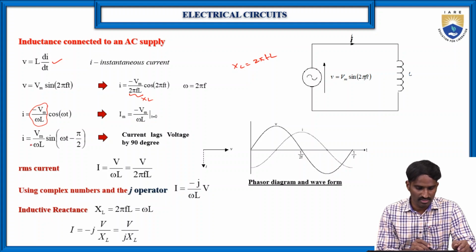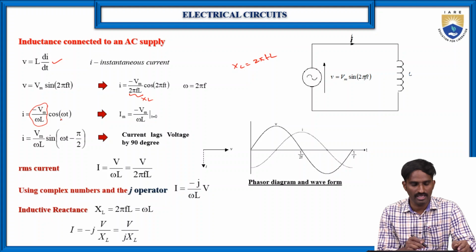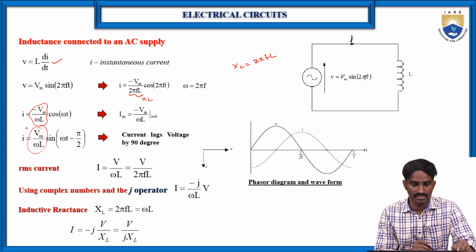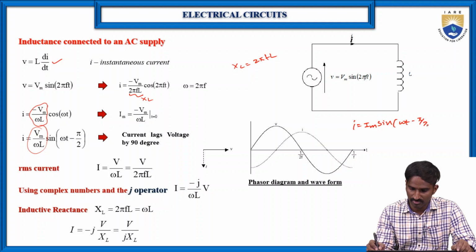So we can write I is equal to Im into cos omega t, and we can write this cos omega t in terms of sin omega t minus pi by 2. Then substituting Vm by omega L as Im, this equation becomes I is equal to Im sin omega t minus pi by 2.